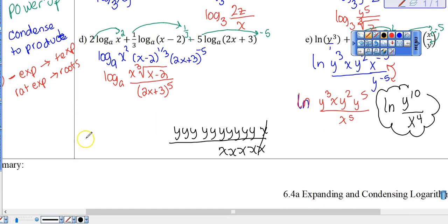So again, we are doing problems 2 through 16 even on your assignment. And if you need to retake quizzes, we can do that right now as well.